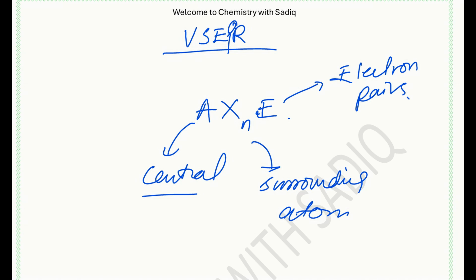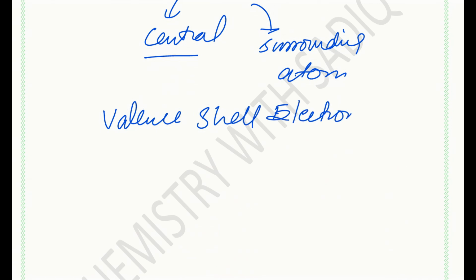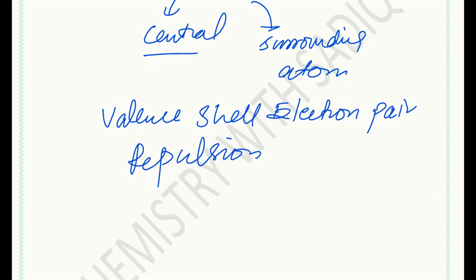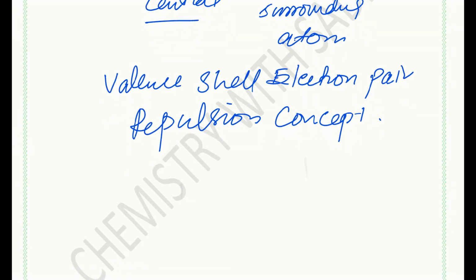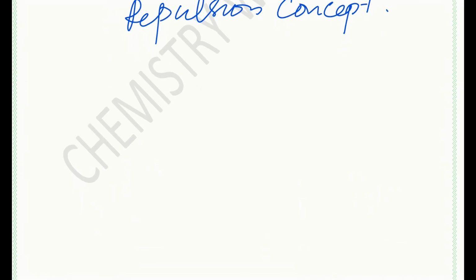Now VSEPR is valence shell electron pair repulsion concept. So it's the repulsion concept. This concept only talks about the repulsion of electrons. So according to this concept, there are two types of pairs of electrons around the central atom.